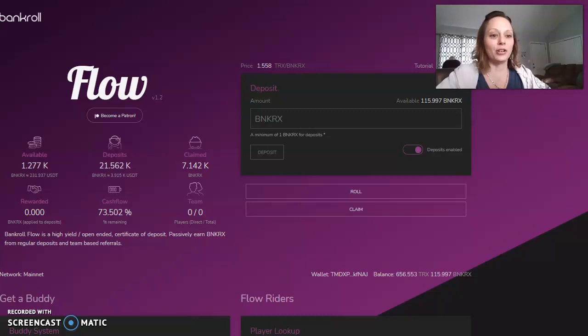So today we're going to go over BankerX and Bankroll Flow, and we are also going to discuss Wise Token.